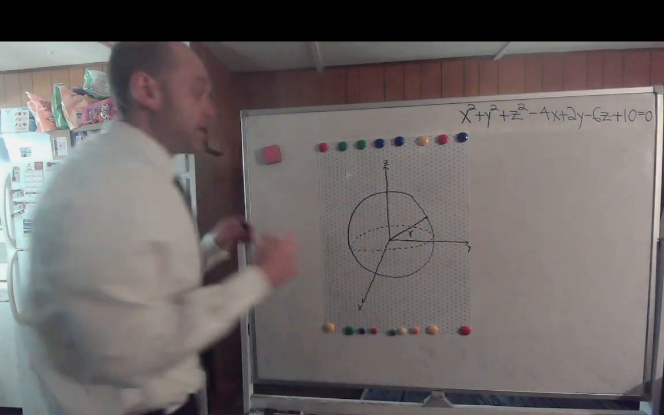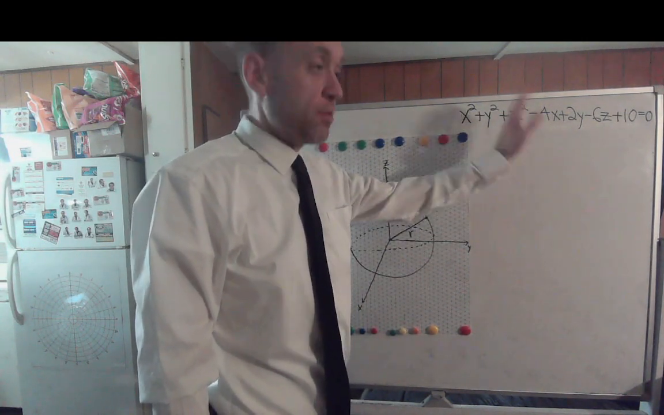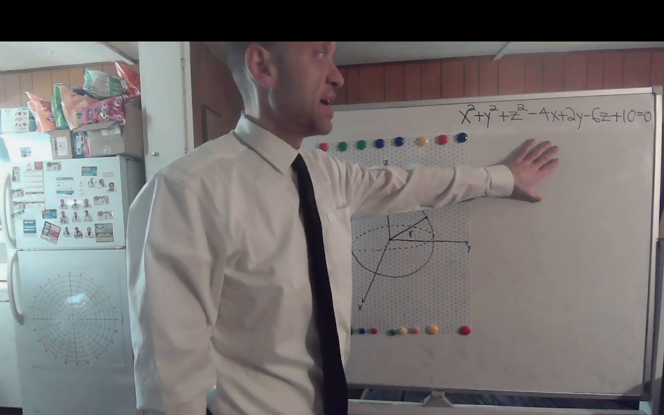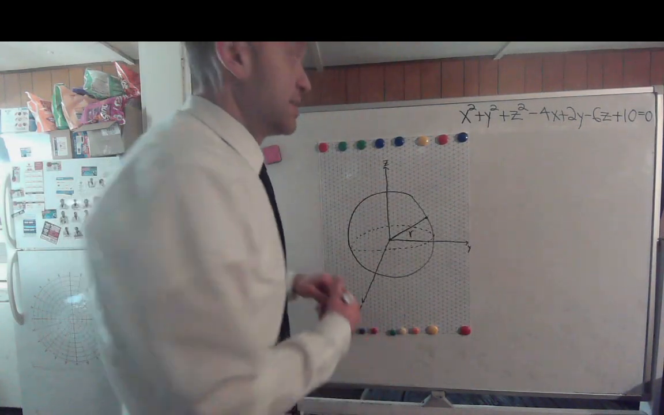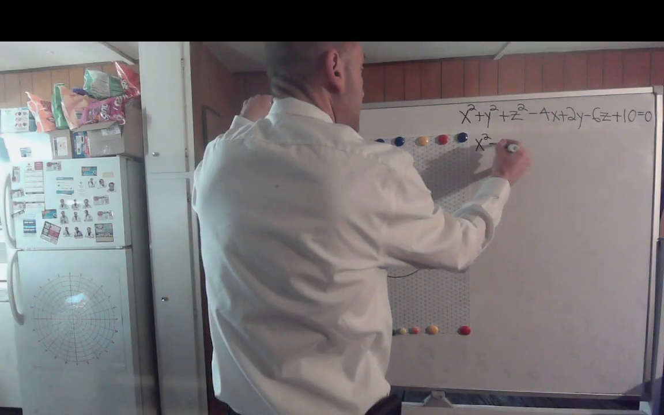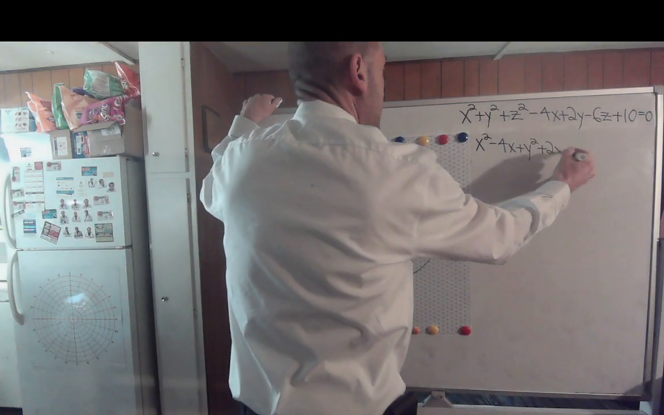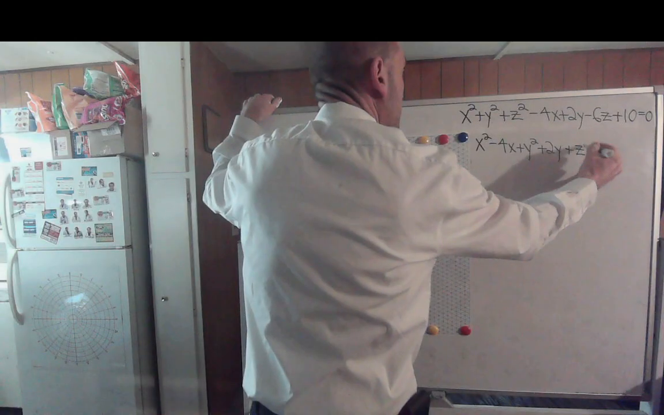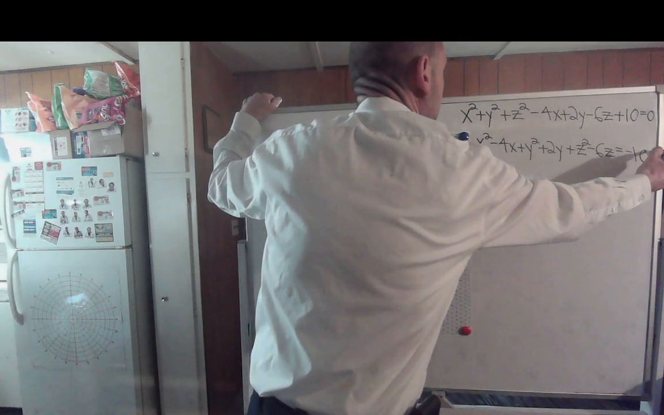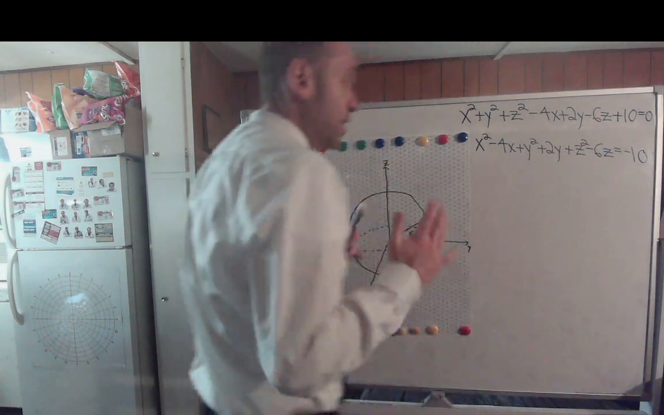So yes, we have a rather messy equation, but this should be just like doing conic sections, only we're adding the z dimension. Once again, group all your variables together, get the constant term out of the left-hand side. So if we do that, you'll have x squared minus 4x plus y squared plus 2y plus z squared minus 6z is equal to negative 10. We group all the variables together and move the constant term over to the right hand side.